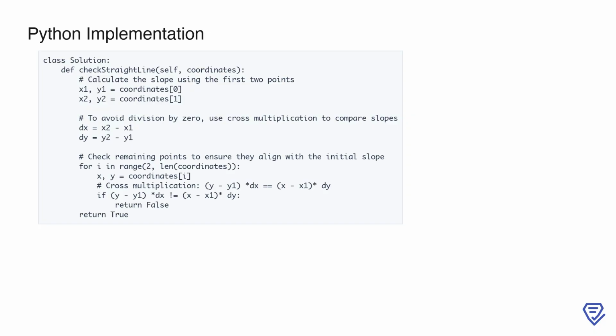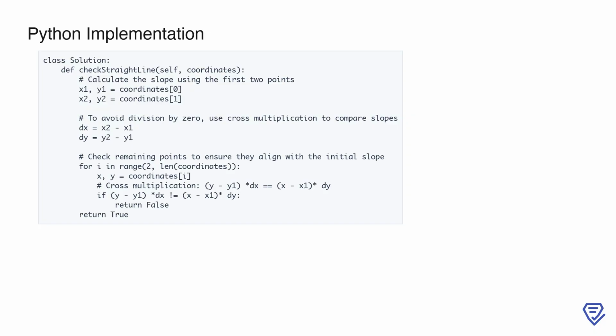3. Iterate through the remaining points. For each subsequent point, the algorithm checks if the slope between the first point, x1, y1, and the current point matches the initial slope. This is done using the formula (y - y1) * dx = (x - x1) * dy. If this condition is violated for any point, the function immediately returns false, indicating that the points do not lie on a straight line. 4. Return true if all points align. If the loop completes without finding a mismatch, the function returns true, confirming that all points lie on the same straight line.